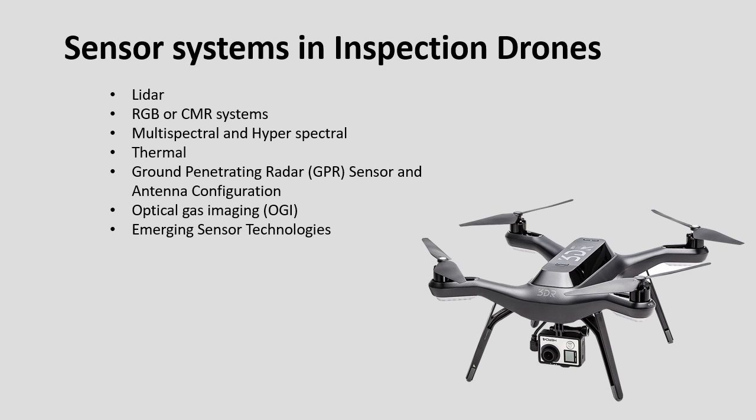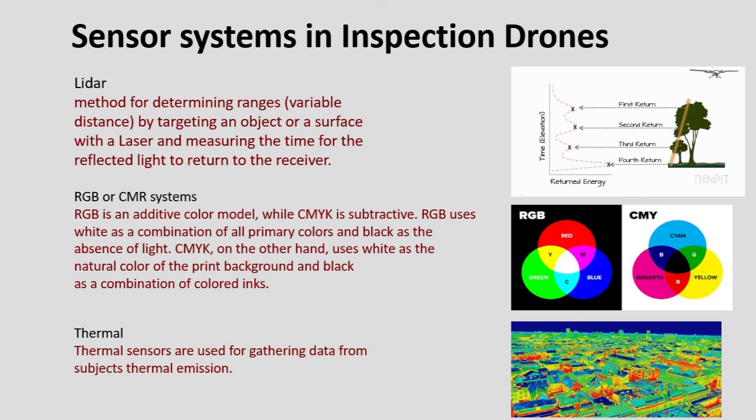Sensor systems in inspection drones: LiDAR, RGB or CMYK systems, multispectral and hyperspectral, thermal, ground penetrating radar, optical gas imaging, emerging sensor technologies. You can see the respective figures of LiDAR, RGB and thermal on the right hand side. LiDAR is a method for determining ranges by targeting an object or a surface with a laser and measuring the time for the reflected light to return to the receiver.